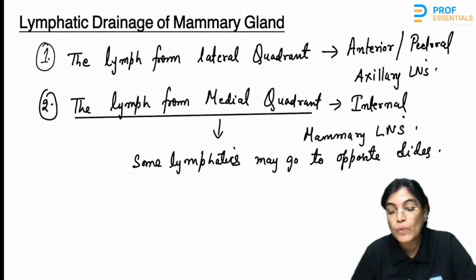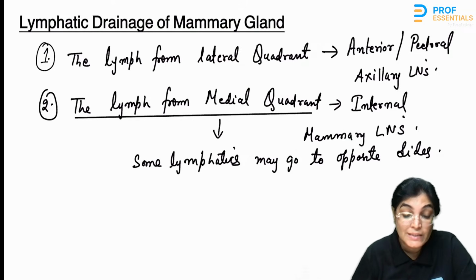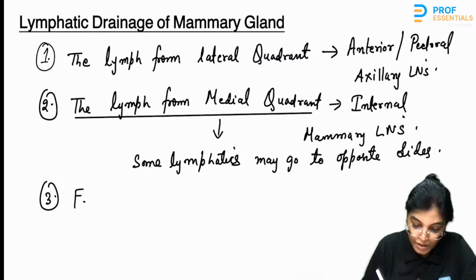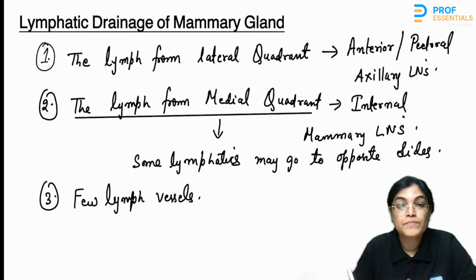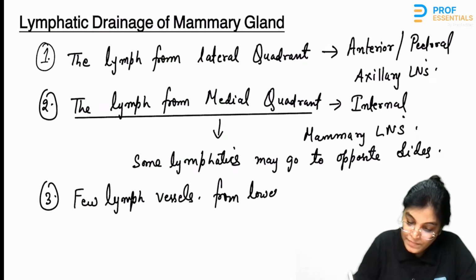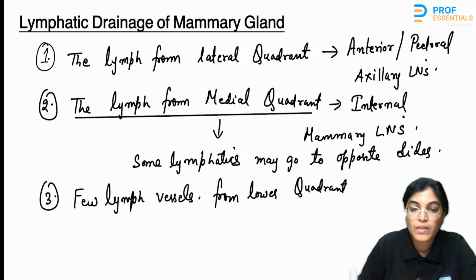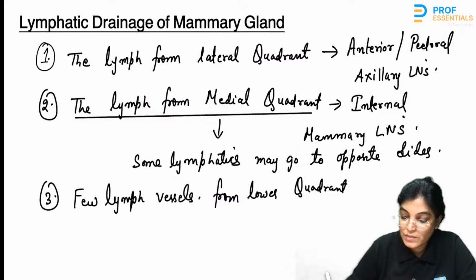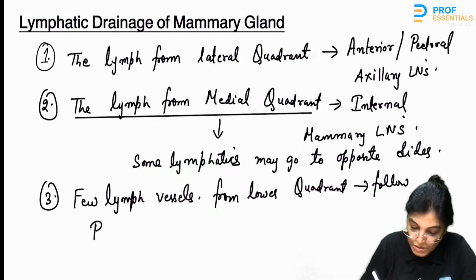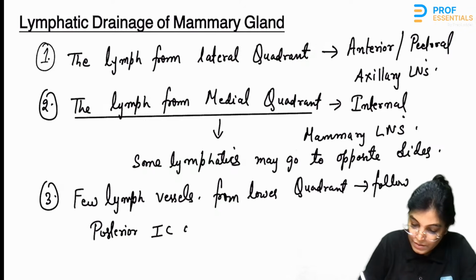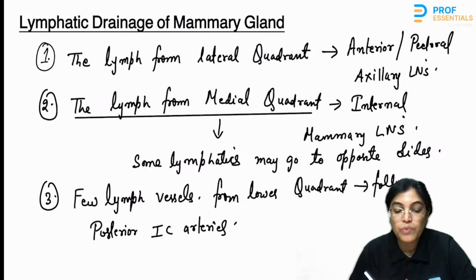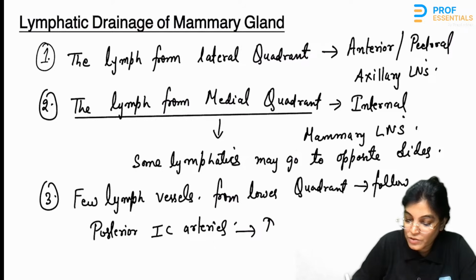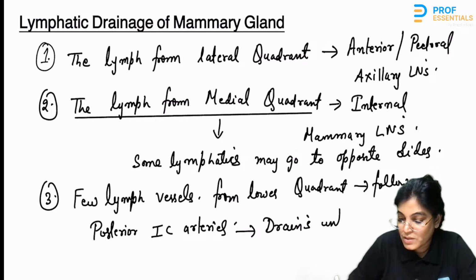Few lymph vessels from the lower quadrant of the breast will follow the posterior intercostal arteries and will drain into the posterior intercostal lymph nodes. So a few lymph vessels from the lower quadrant of the breast will follow the posterior intercostal arteries and drain into the posterior intercostal lymph nodes.